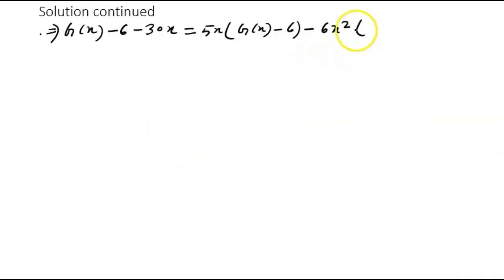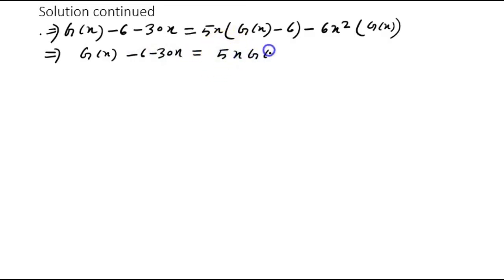I hope you got this point, because I have to change the page because of lack of space. I hope you are not getting confused. Better write the terms and do it yourselves together, so that you don't miss any point. Now what I am getting: g(x) minus 6 minus 30x, and in the right hand side I get 5x times g(x) minus 6 into 5, that is 30x, and minus 6x square g(x).